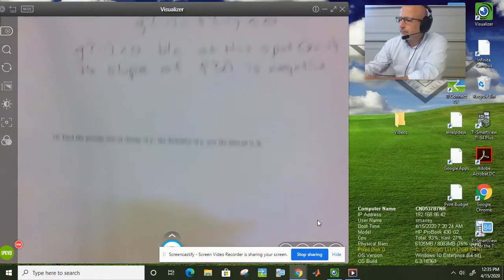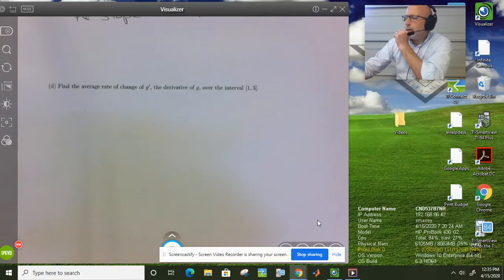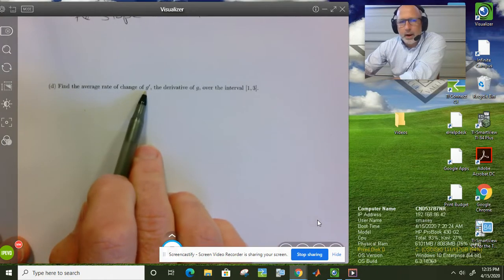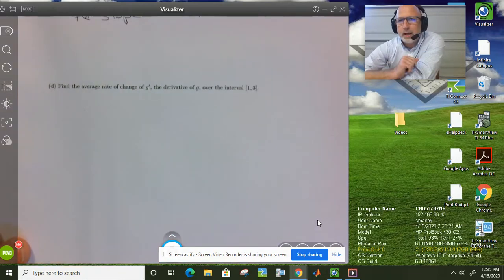Okay, so next one, D. Find the average rate of change of g prime. Now this is tricky. This actually got me the first time. Find the average rate of change of g prime. Well, what does that mean? That means the rate of change of g prime. Well, that's g double prime.